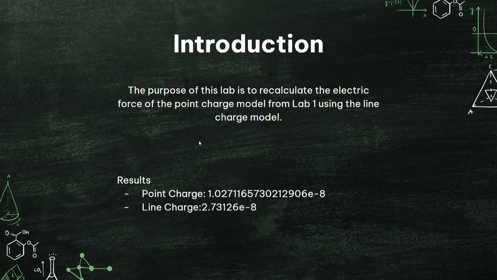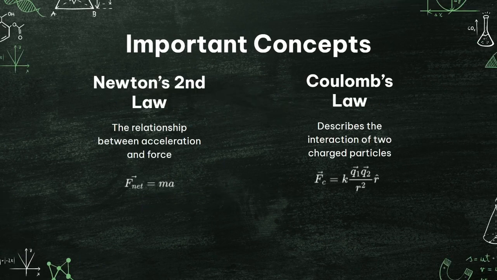And just as a preamble, the results I found were that my point charge was 1.027 times 10 to the negative 8th coulombs, and my line charge was 2.73 times 10 to the negative 8th coulombs as well. So before we get into things, there are two important concepts that we have to cover, as with the last lab. The first being Newton's second law.